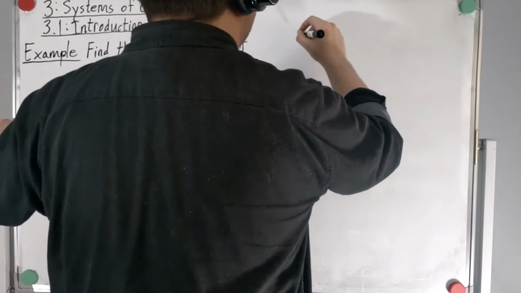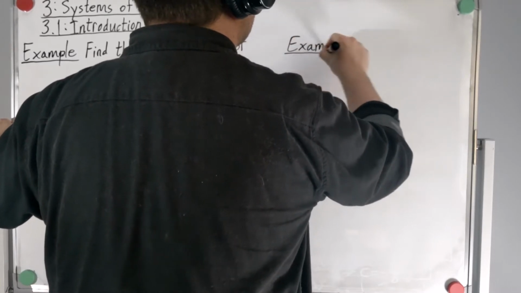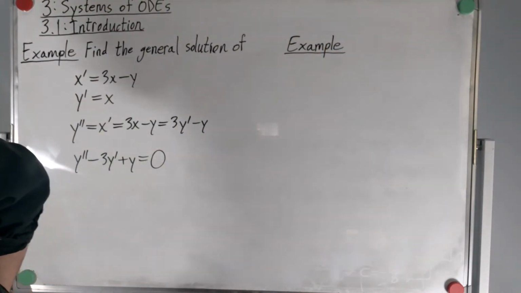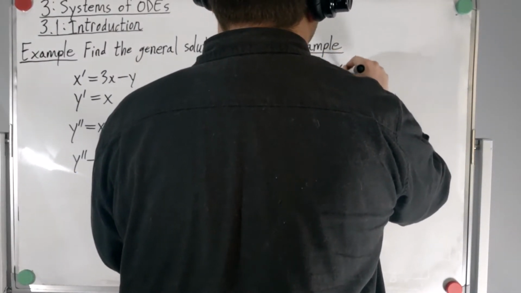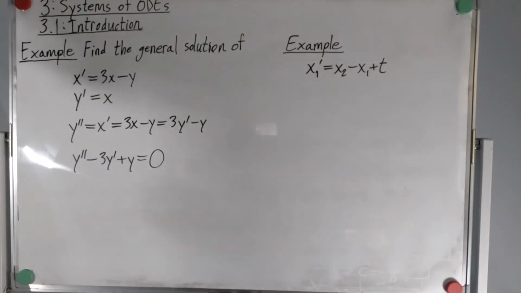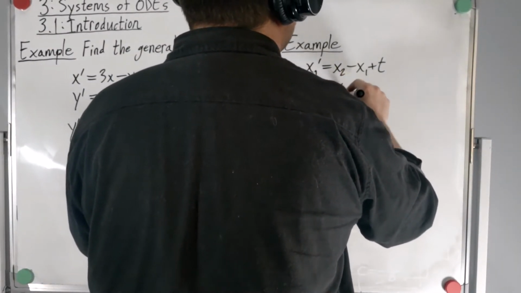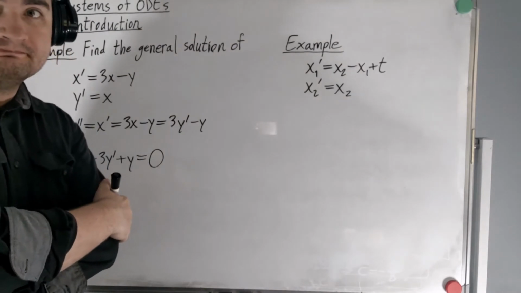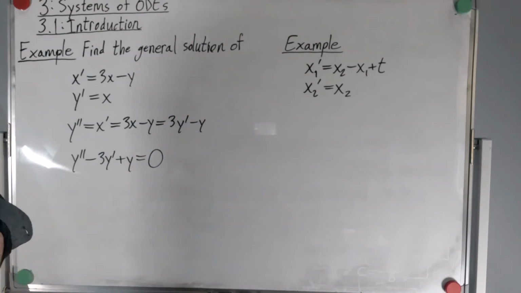Let's look at another example. This time I'm going to have the system x1 prime equals x2 minus x1 plus t, and x2 prime equals x2. Okay, once again, we're going to substitute stuff until we get a scalar ODE, and then we'll be able to solve that.